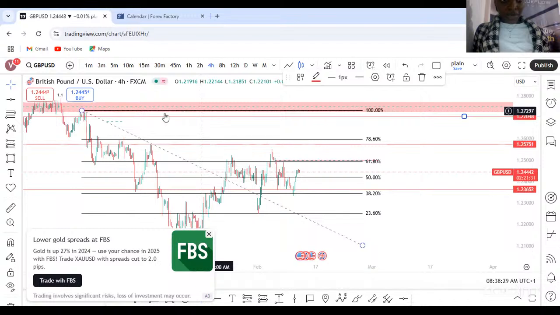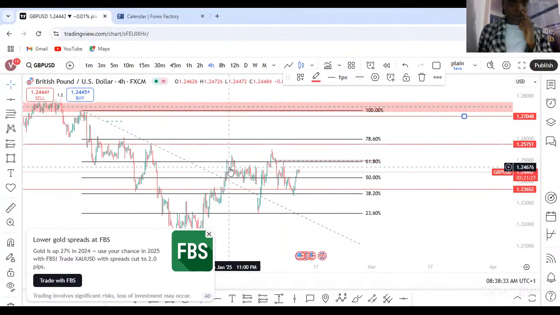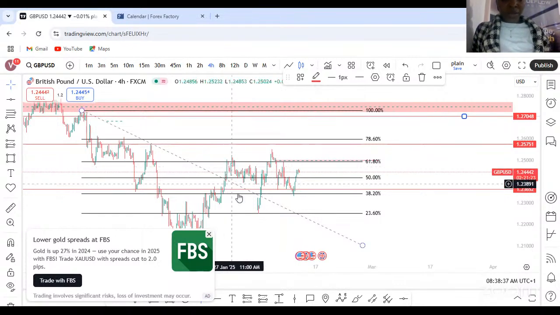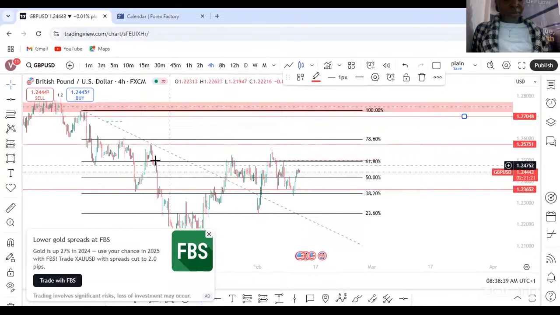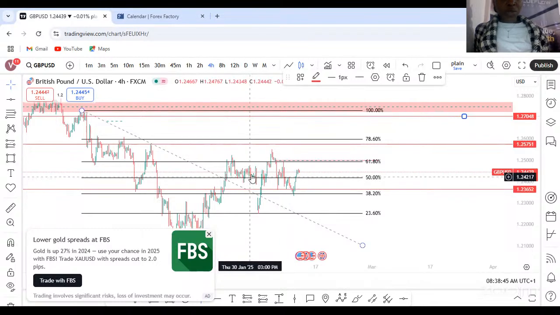Once I see price retracing into 1.27048, I will be looking out for my base, resistance and continuation with my 5-minute bearish variation, and I will be taking the sells on GBP USD.